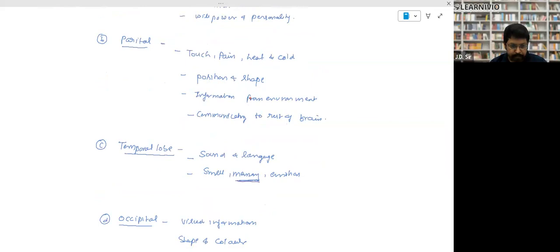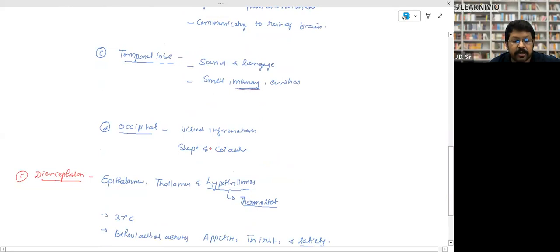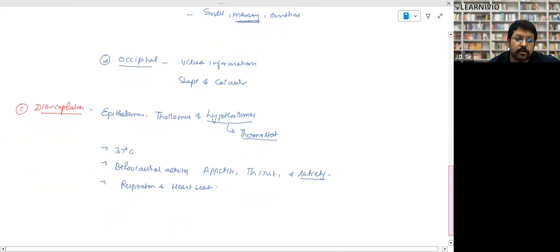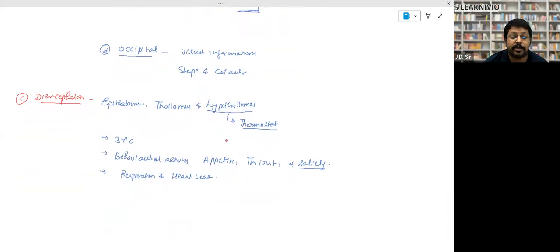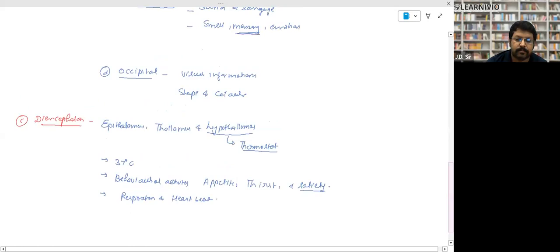The temporal lobe is basically dedicated to sound, language, smell, memory, and emotion. The occipital, this backside part, handles visual information, shape, and color. Then the diencephalon works as a thermostat. It controls body temperature, maintains body homeostasis, keeps the body balanced at 37 degrees centigrade. It also handles behavioral activities, appetite, thirst, satiety, meaning the feeling of being satisfied, and respiration and heart. These are the functions of the forebrain. You have to remember almost all the functions.